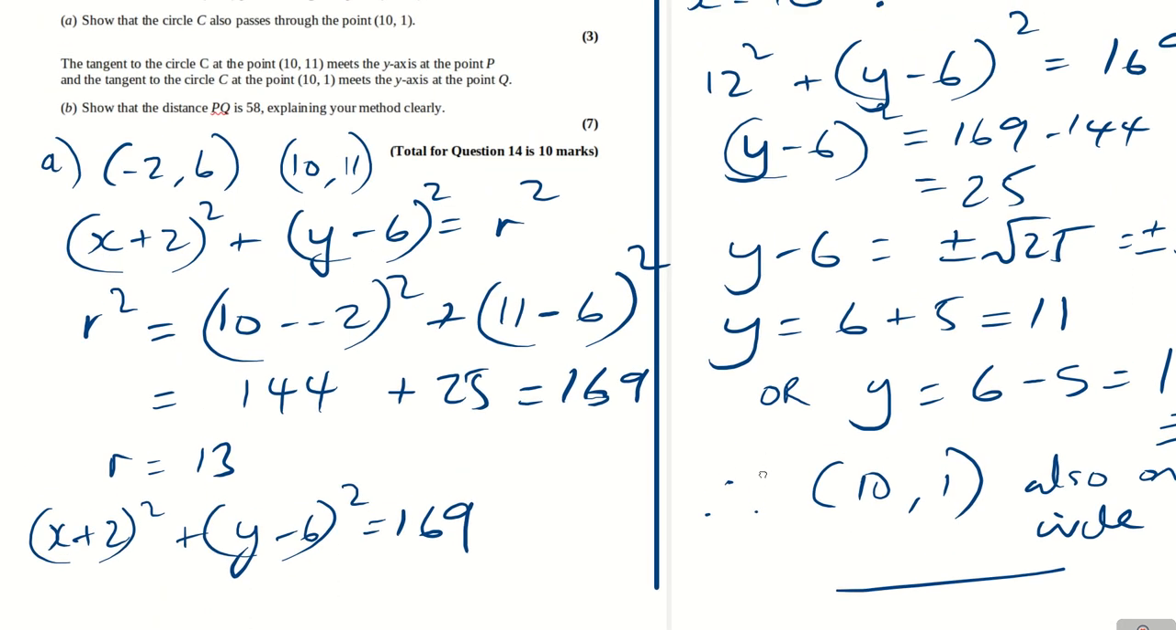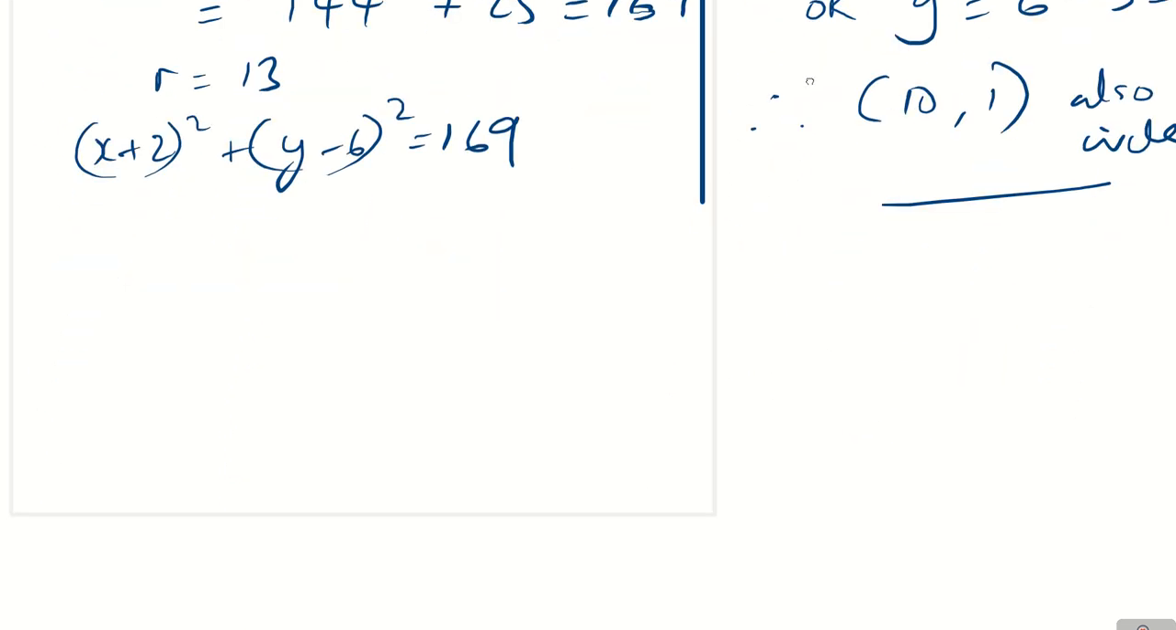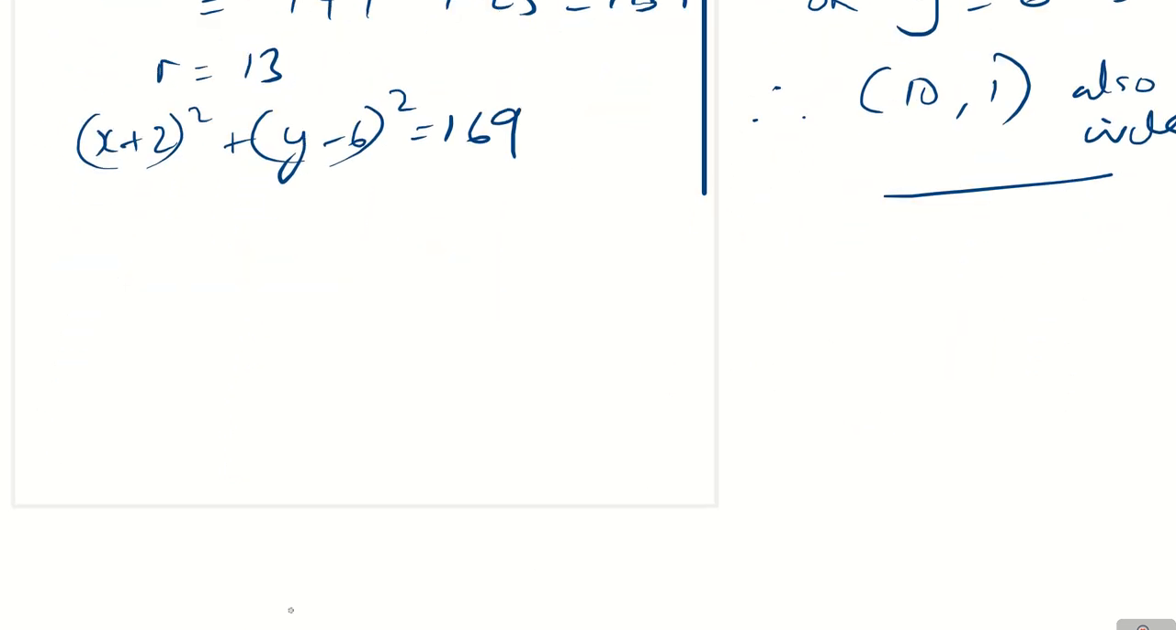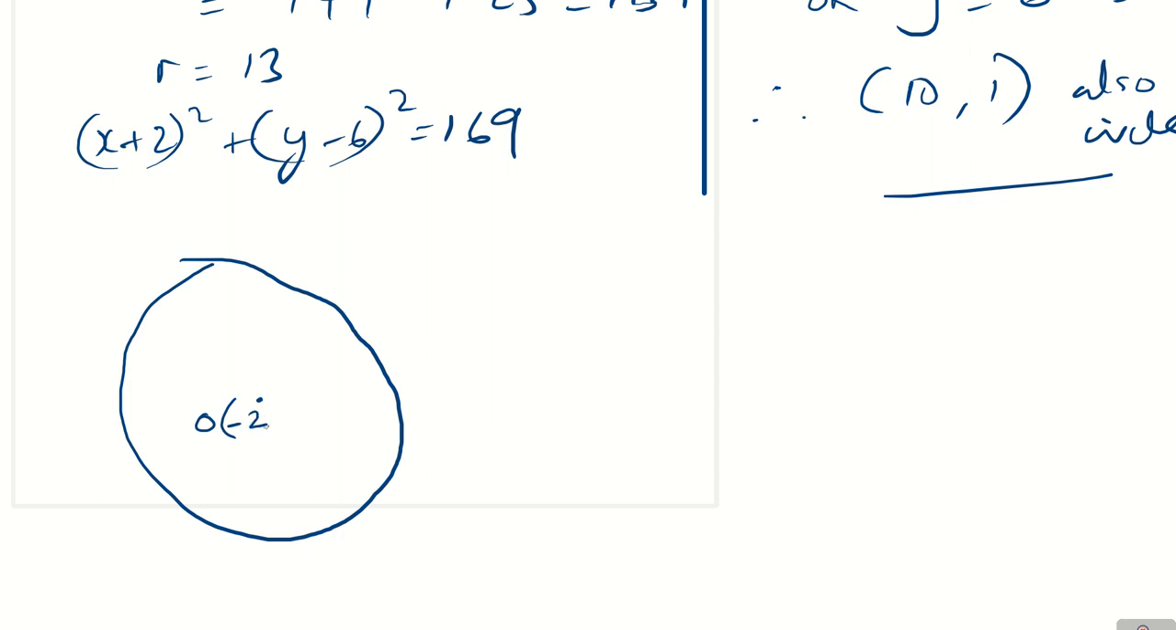It tells us the tangent to the circle at the point 10, 11 meets the y-axis at point P, and the tangent at the point 10, 1 meets the y-axis at point Q. Show that the distance PQ is 58. So if I do a little sketch, right here we've got a circle, not very well drawn, and we've got the centre of our circle, which remember was the point minus 2, 6, and I'll put in some axes.